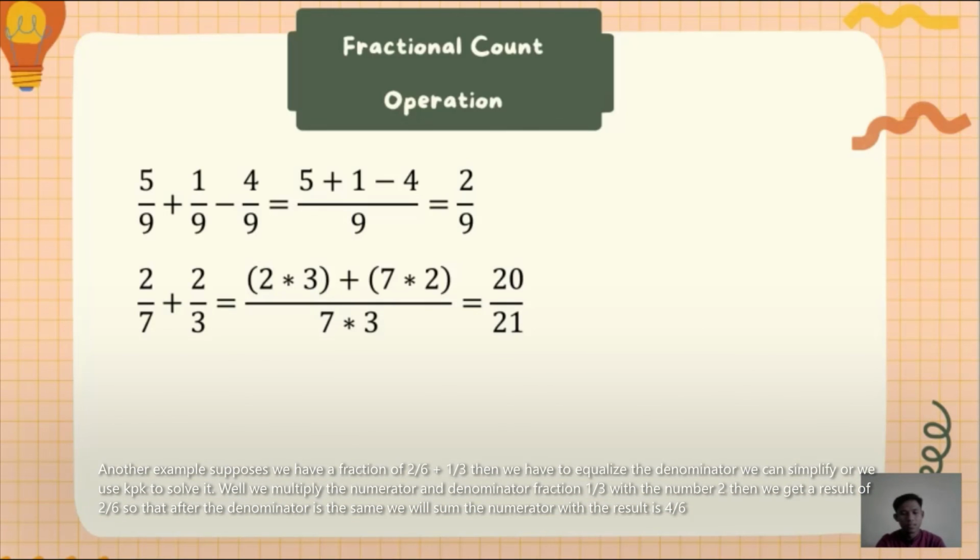Another example, suppose we have the fractions 2/6 plus 1/3. Then we have to equalize the denominator. We can simplify or use LCM to solve it. Well, we multiply the numerator and the denominator of the fraction 1/3 by the number 2. Then we get the result of 2/6. So that after the denominators are the same, we will sum the numerators, with the result 4/6.